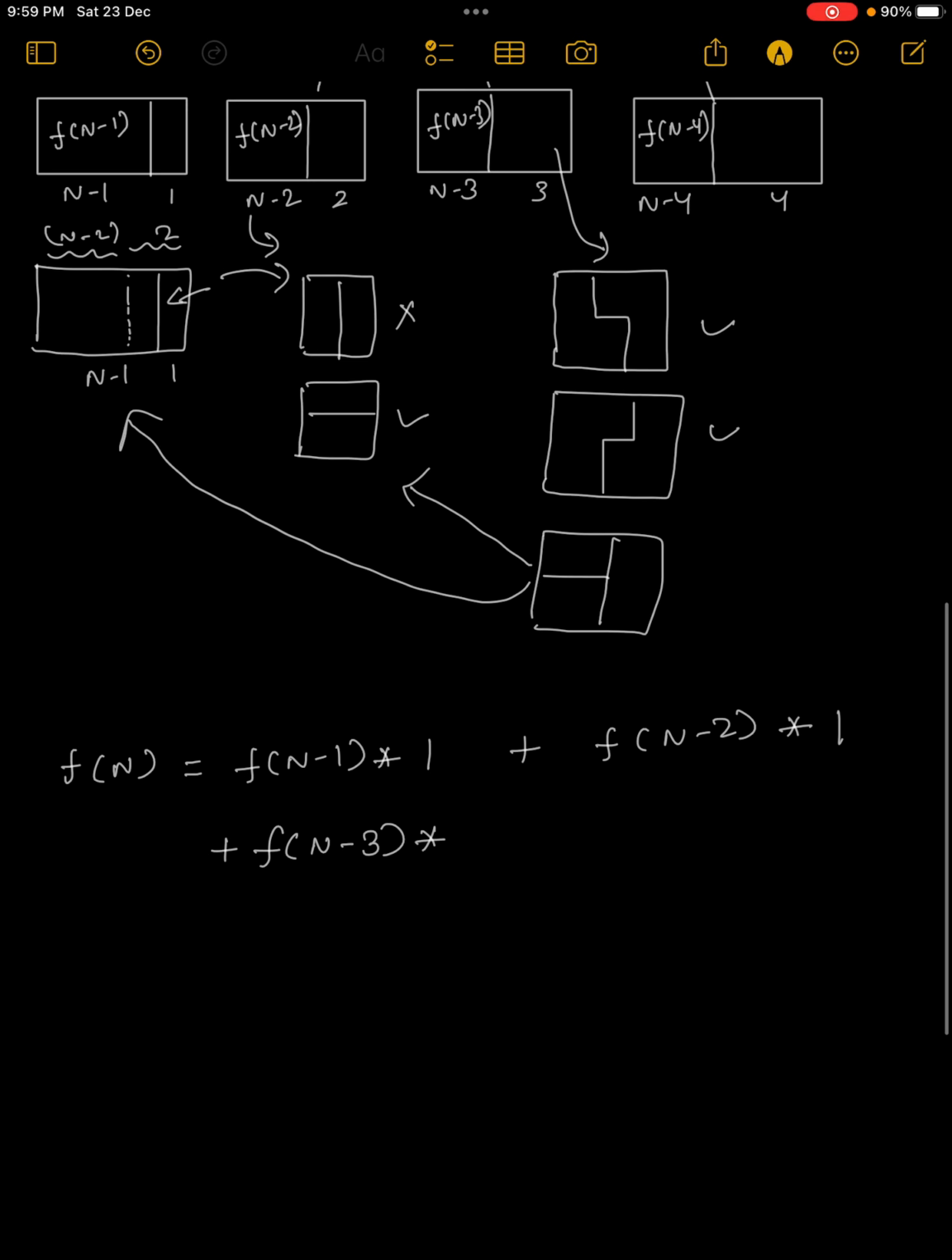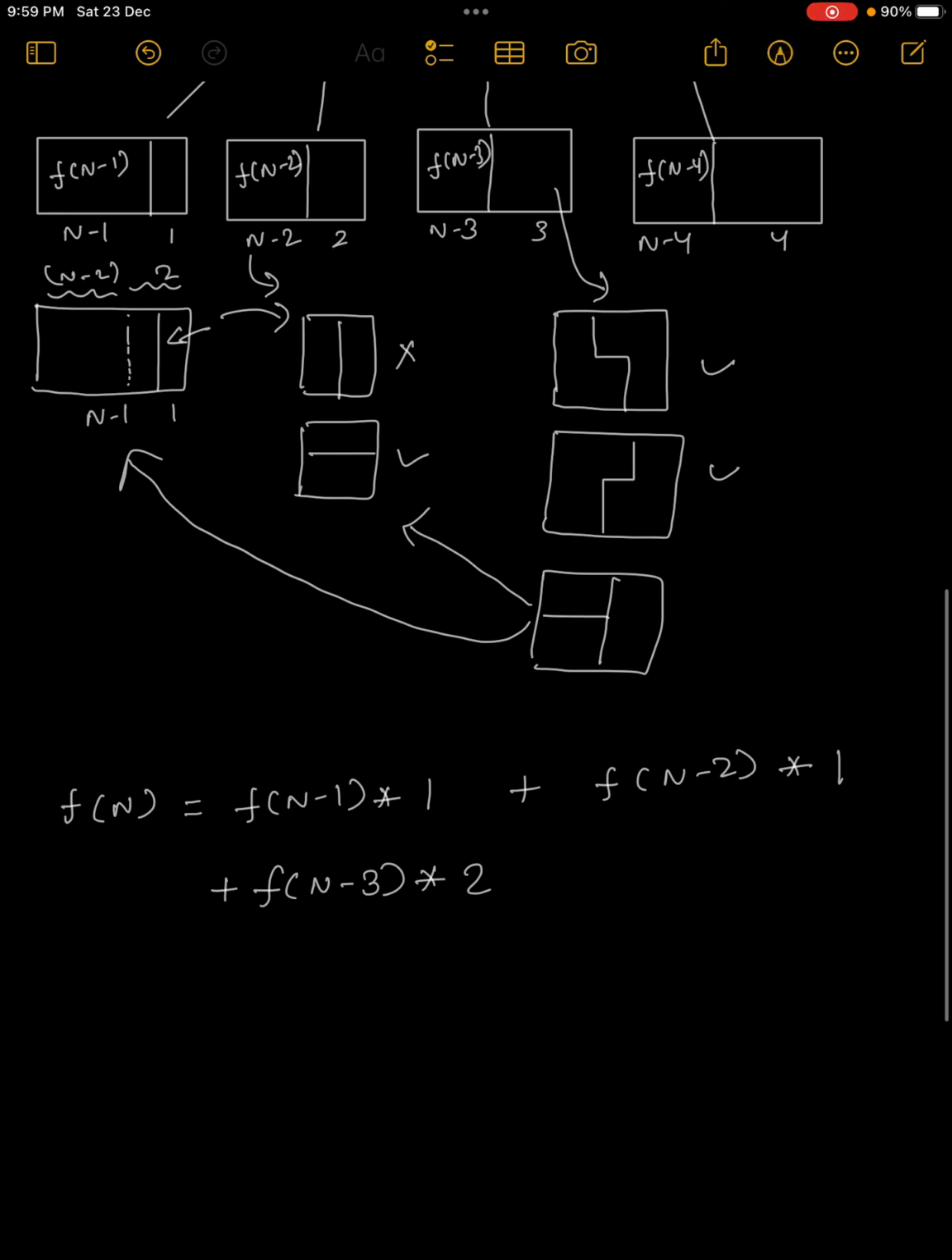So that is why I am multiplying it by 2, because there are only two ways. Plus f of n minus 4 into the number of unique ways to tile this board, which is 2 cross 4. Number of unique ways we need, not the duplicate ones. So the number of unique ways would be, if we tile it like that.